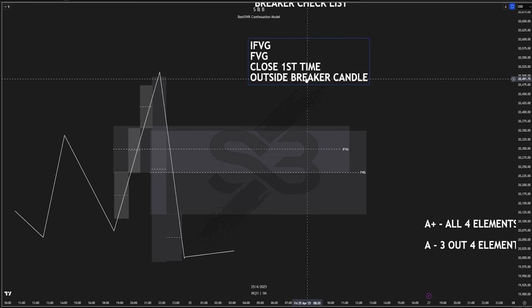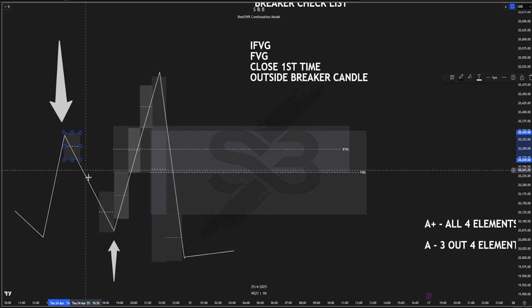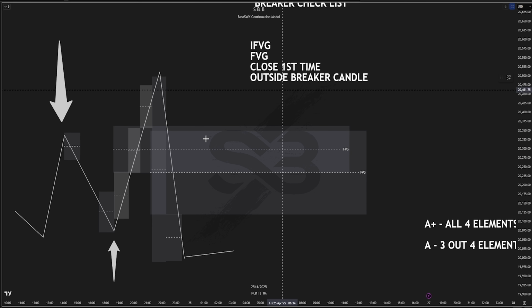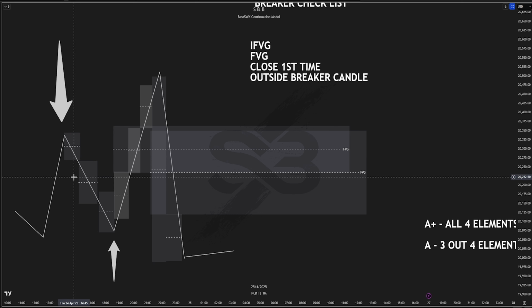And then the outside breaker candle just means that from this swing high to the swing low of the breaker, we want our breaker candle to either be here, the very swing low one, or here, the very top one here. But we don't want our breaker candle to be, let's say, here. So let's say this was a red candle here. This is a blue candle. This is a blue candle. That would make this an inside candle. Inside candles, typically speaking, just give you slightly less favorable odds. So what we want to see is just it being here or here.